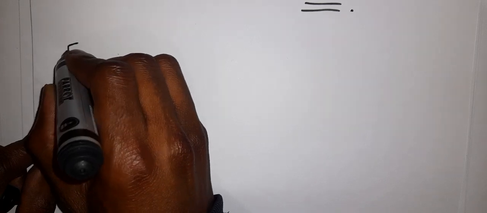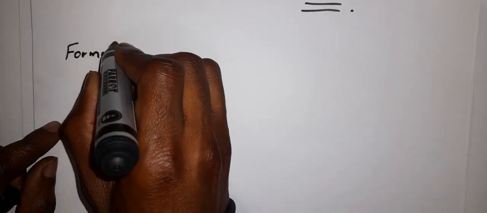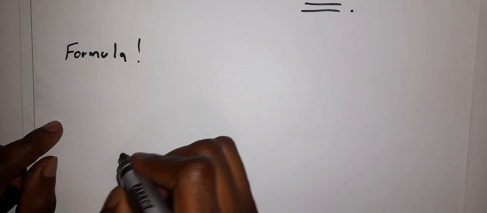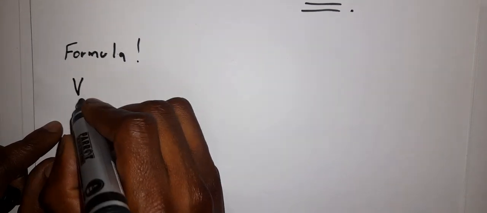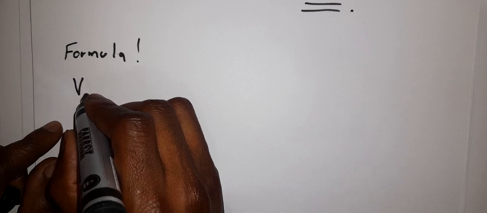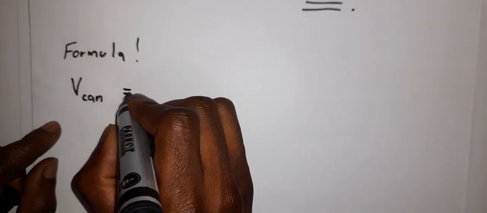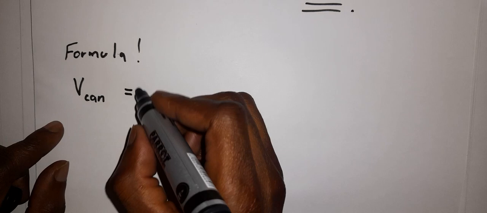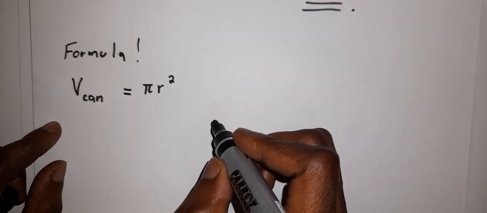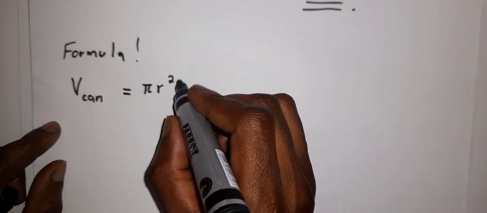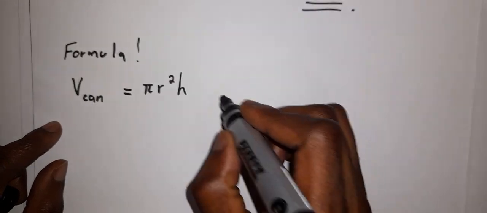Looking at the mathematical approach, we need to use the volume formula. If we are using the formula, why does one work and why does the other one not work? Let's look at the volume of the can, because the can takes the shape of a cylinder. So the volume is going to be pi r squared multiplied by the height.